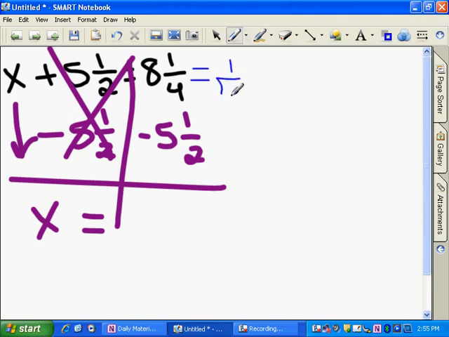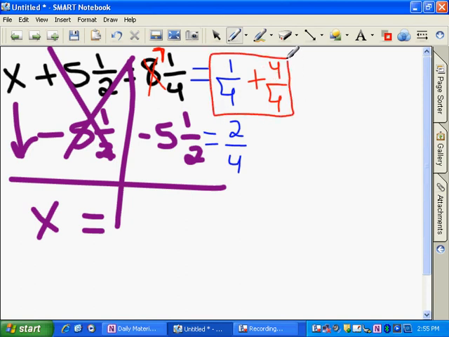So 1/4 stays the same. 1/2 is going to become 2/4. 1/4 minus 2/4 isn't possible. So this is where we're going to have to do some borrowing. We're going to borrow from the 8, making it a 7. And then we're going to add in 4/4 over here. So we took one whole away here, but we're adding it back in over here. We're just moving it.